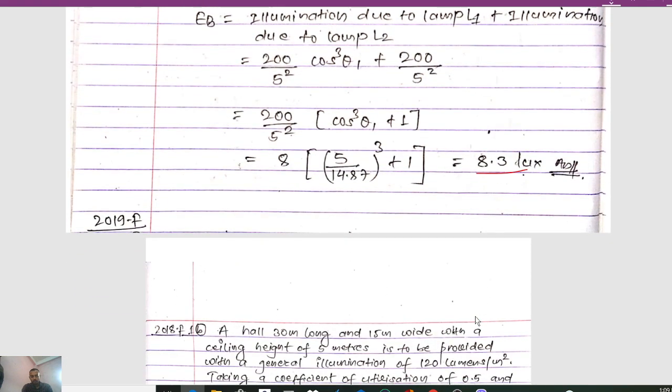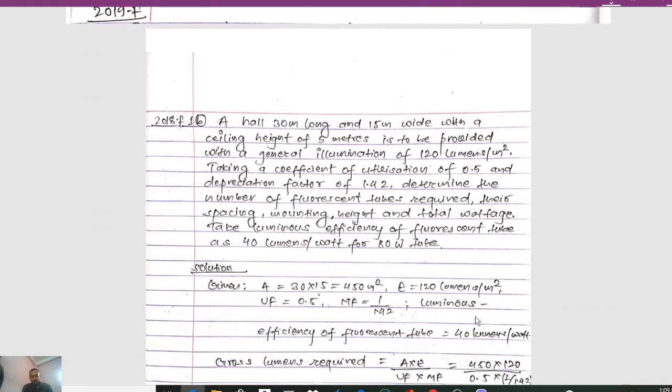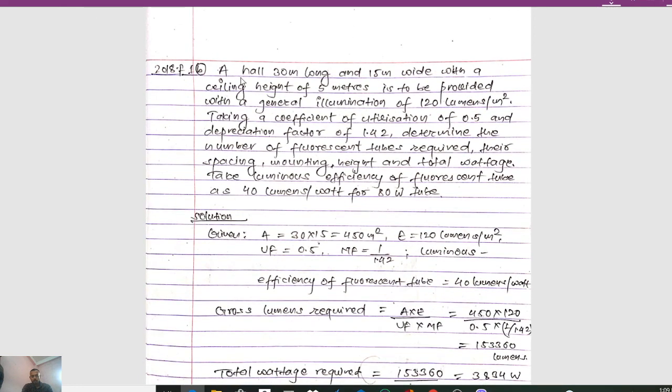And here we have another important numerical. A hall 50 meter long and 50 meter wide with a ceiling height of 5 meters is to be provided with a general illumination of 120 lumens per meter square, taking a coefficient of utilization of 0.5 and a depreciation factor of 1.42. Determine the number of fluorescent tubes required, their spacing, mounting height and the total wattage. Take luminous efficiency of fluorescent tube as 40 lumens per watt for an 80 watt tube.